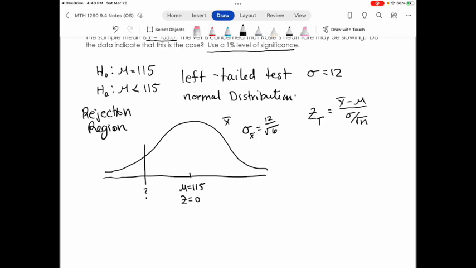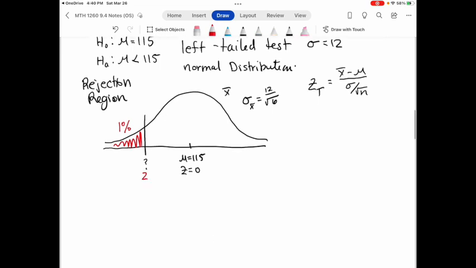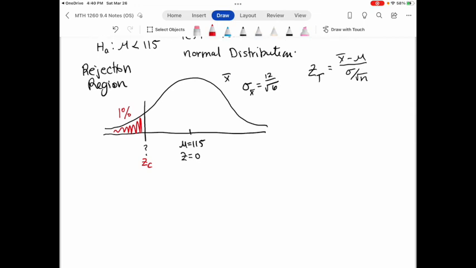So to find the rejection region, because we're doing a 1% level of significance, I want to find this cutoff value here so that my rejection region contains 1% of the area under the curve. So I need to find my Z critical for that cutoff point. And to do that, I'm going to use inverse norm.